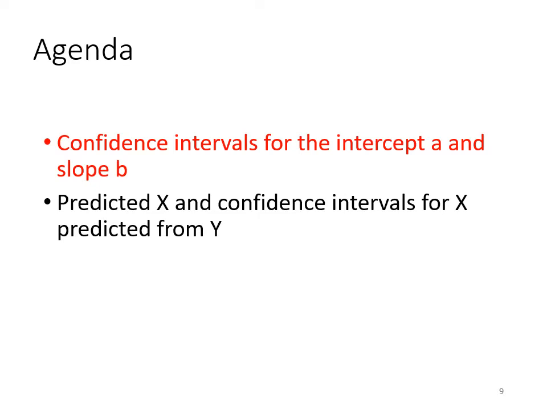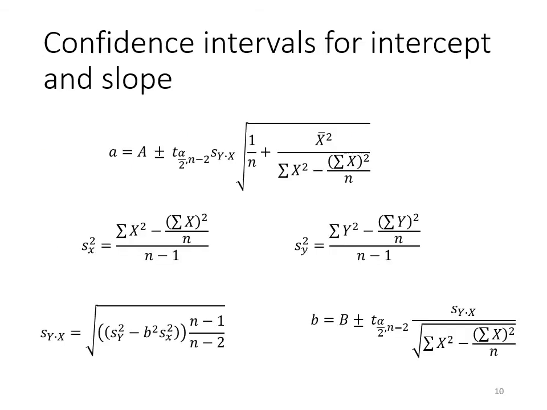Now, we previously looked at calculating the confidence intervals for the mean value of a data set. In this case, what we're looking at doing is calculating the confidence interval for the slope and for the intercept. As we've done before, we will use the student t-test, and all of the necessary equations are given here.